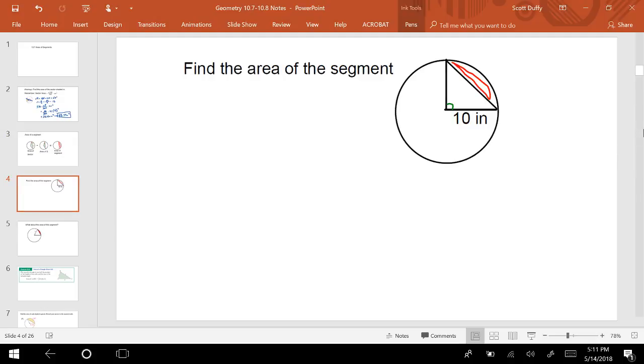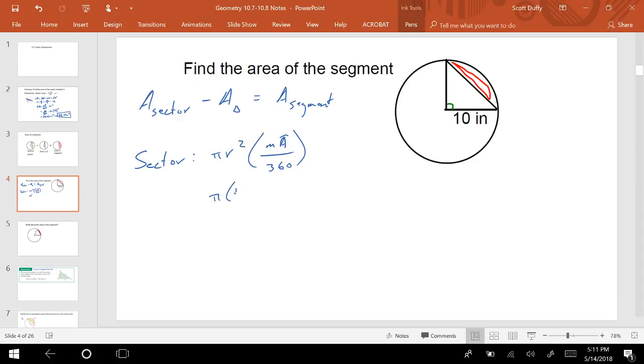We know that we take area of the sector minus the area of the triangle equals area of the segment. So first thing I'm going to do is find the sector. That's equal to pi times the radius squared times the measurement of the arc over 360.